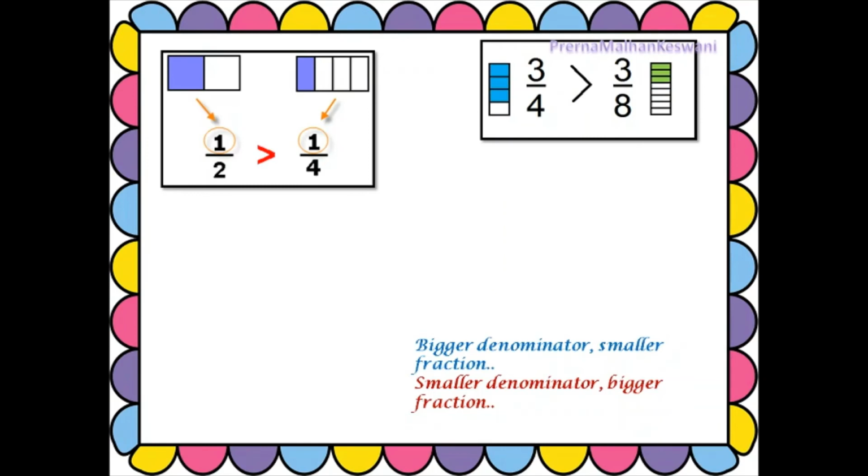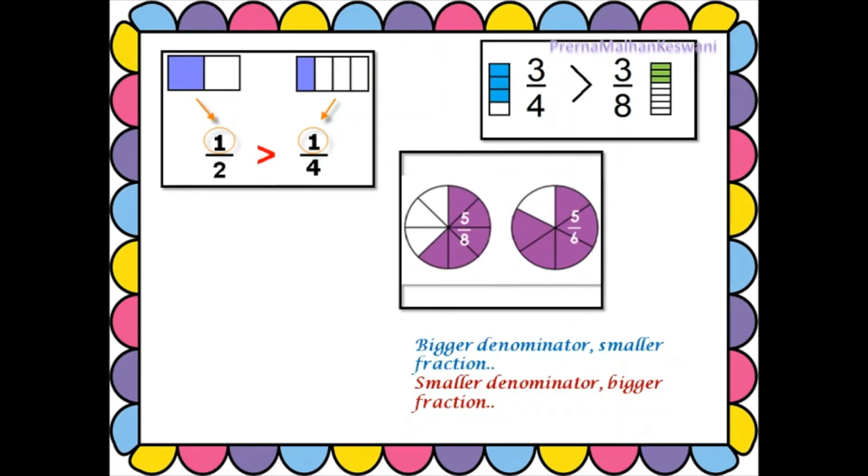Now check this another example. 3 by 4 and 3 by 8. Here also children, you will see in the picture that 3 by 4 fraction has more blue area than the 3 by 8 fraction has the green area. So the 3 by 4 fraction is more than 3 by 8. From the shortcut also, the smaller denominator is the bigger fraction. So 4 is the smallest denominator than 8. So 3 by 4 is bigger than 3 by 8.